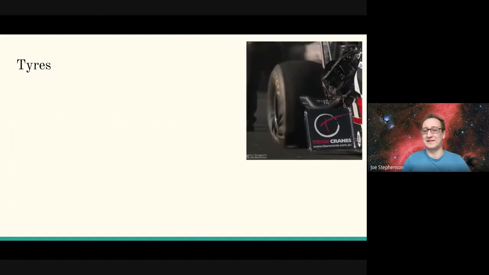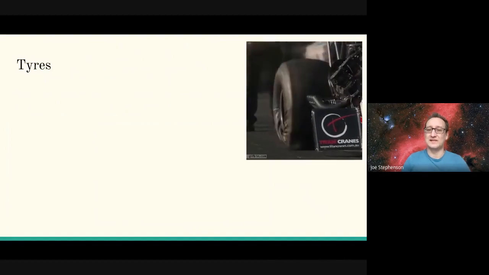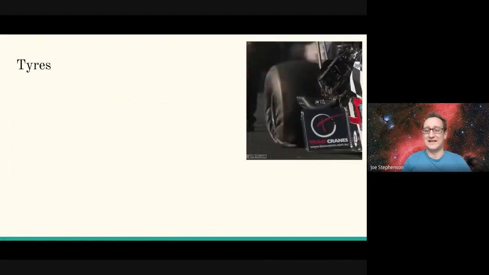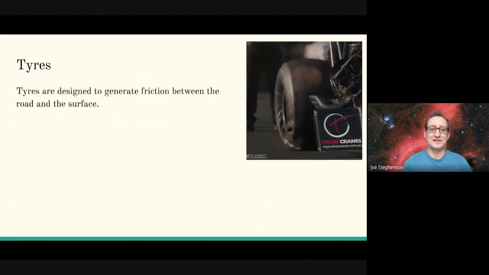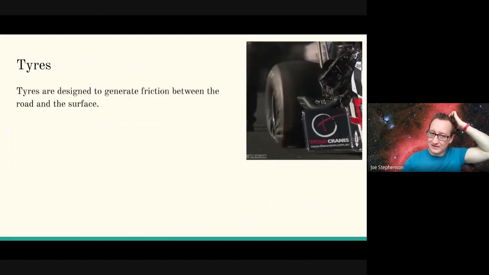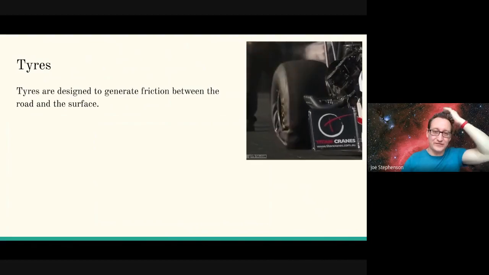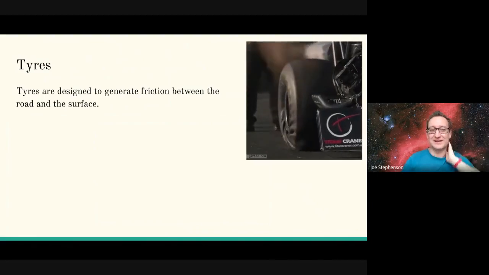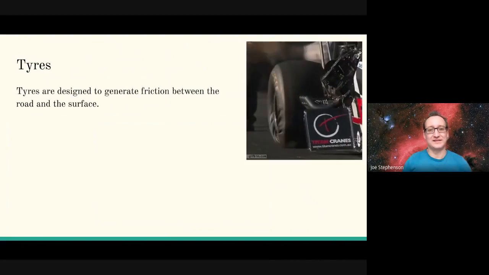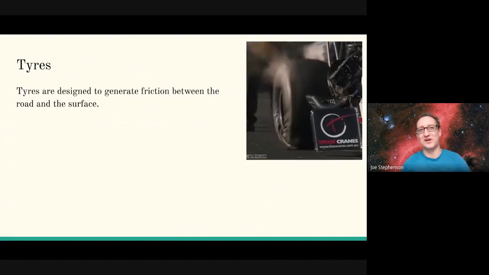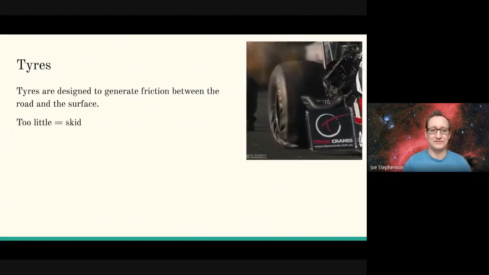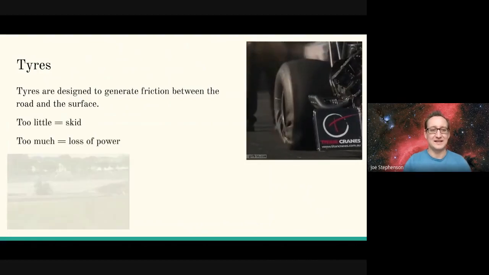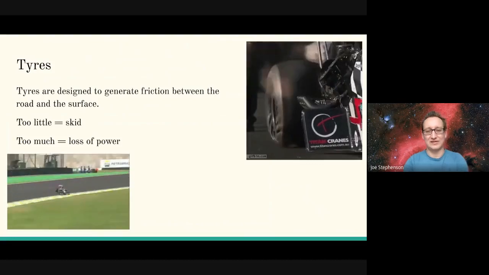Okay, so what's causing that is friction between the tire and the road. And if you didn't have that, then this car would go absolutely nowhere. Okay, so tires generally are designed to generate friction. We want friction between the road surface and the tire. Okay, but we only want so much. So this is a fine balance. If you have too little, then you're going to skid. And if you have too much, then you're going to have a loss of power.